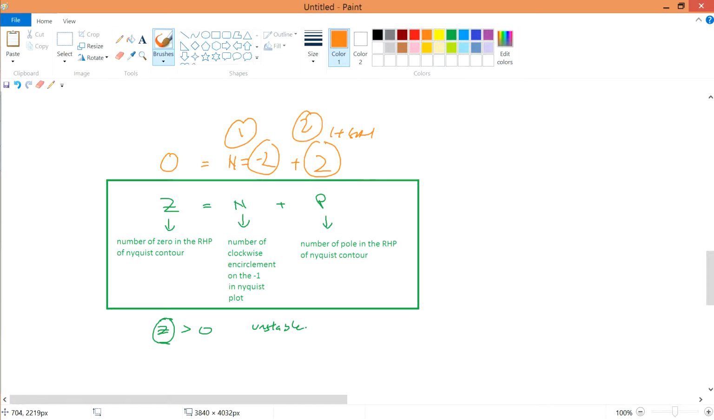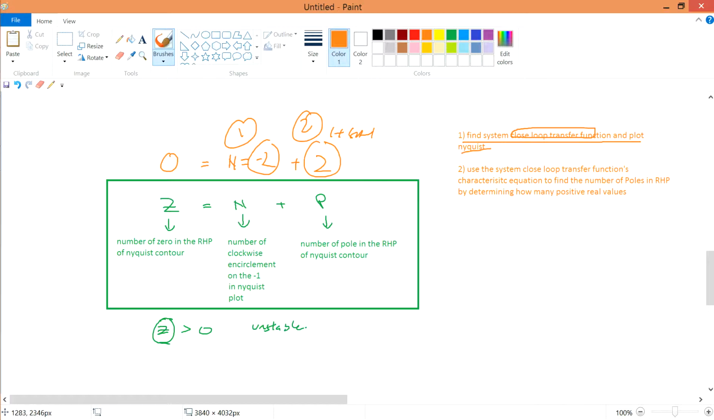I'll just repeat again. The first step is to find the system closed loop transfer function and plot the Nyquist. And then using the same closed loop transfer function, you find its denominator or the characteristic equation to solve the roots, that is, to find the number of poles in the right half plane by determining how many positive real values. If you don't know what I'm talking about, you just click back a few minutes ago, and you will understand what I mean.